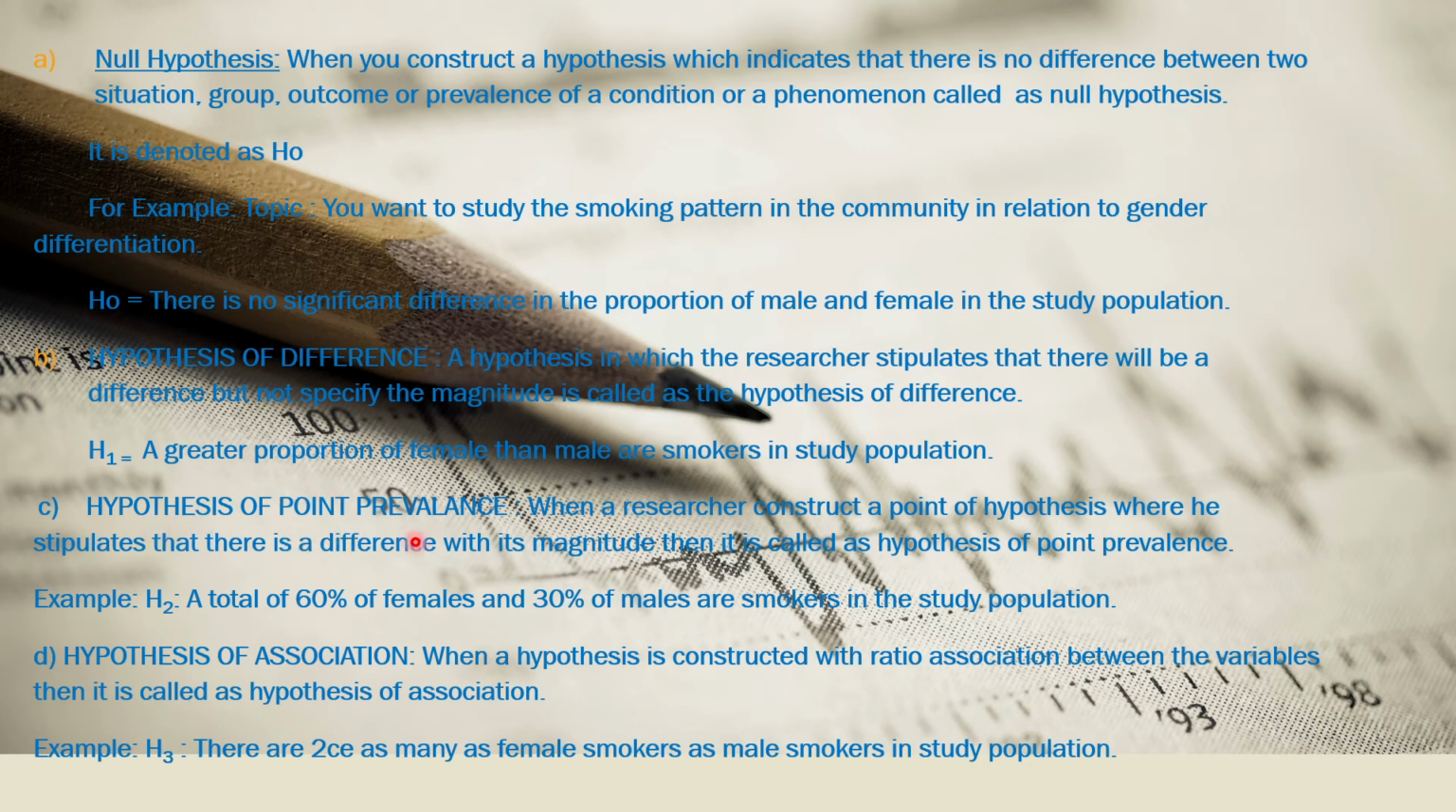Hypothesis of point prevalence, जब इसके साथ मैग्नीट्यूड भी ऐड हो गया. For example H2, a total of 60% of females and 30% of males are smokers in the study population. And when a hypothesis is constructed with ratio association between the variables, then it is called hypothesis of association. Important ये है कि जब association आ जाता है, ratio association, वो क्या है, for example H3, there are twice as many female smokers as male smokers in the study population.